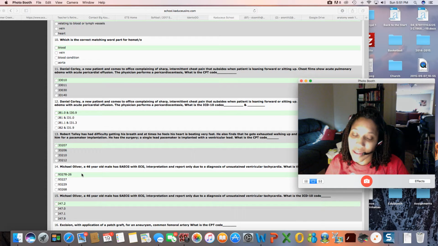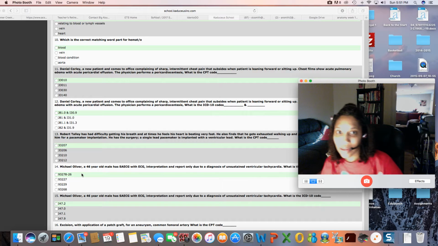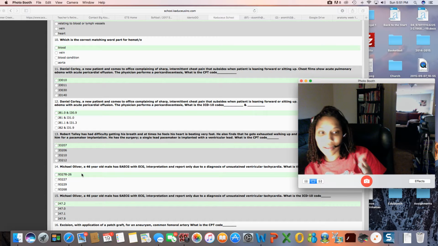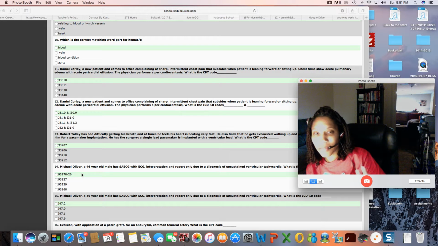When you read this, it really doesn't give you a whole lot of information. You kind of have to use your context clues to figure this out. With this one, excision with application of a patch graft for an aneurysm. What are you doing? This question you had to think outside of the box. What is being done to the aneurysm?